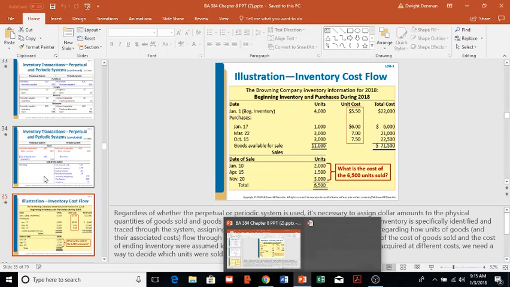Certainly that would work if the items we sell are fairly unique, kind of low volume. Sell Ferraris, you probably don't sell very many of those. They're unique. They're identified by a VIN. So it would be fairly easy to specifically identify each Ferrari you sell. So you would probably use the cost flow assumption called specific identification.